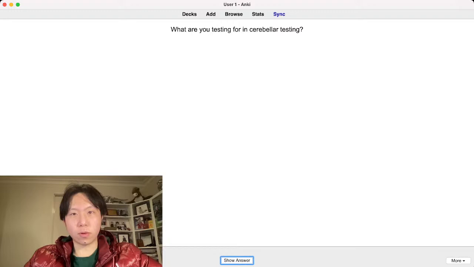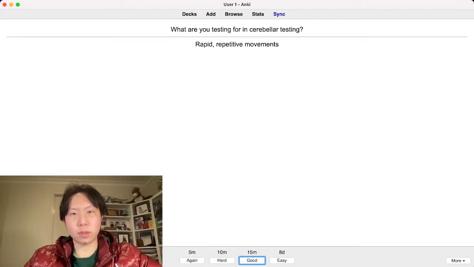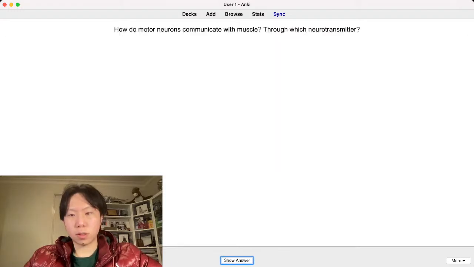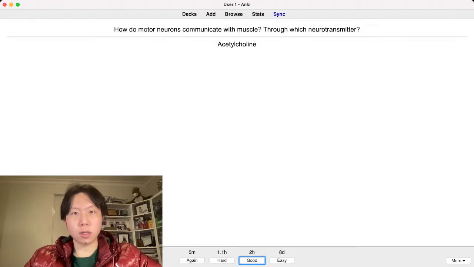What are you testing for in cerebellar testing? Complex movements, rapid repetitive movements. How do motor neurons communicate with muscle? Neuromuscular junctions and acetylcholine. Yeah.